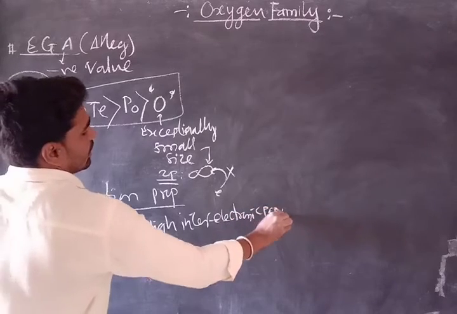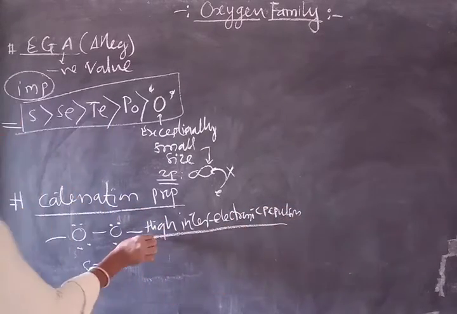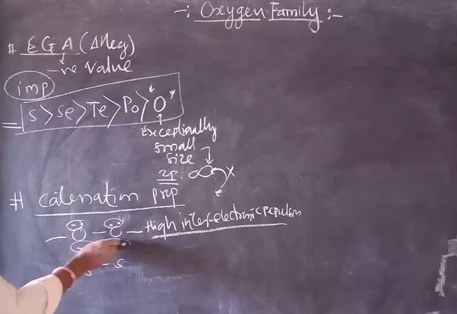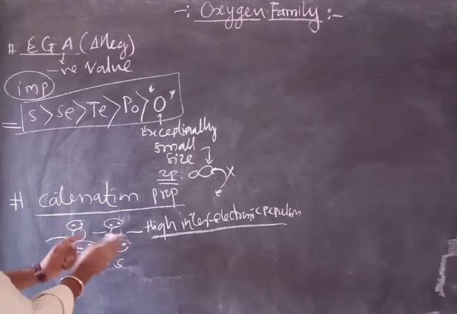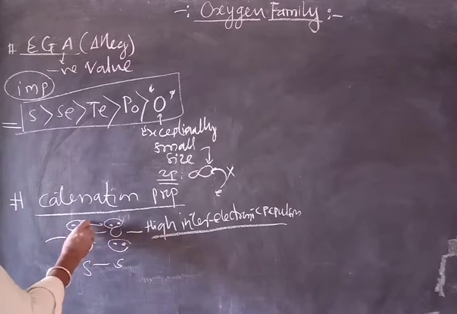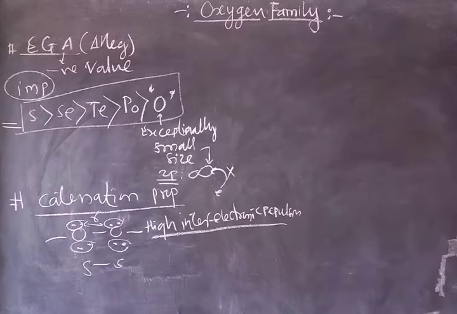repulsion. Because of their small size, these electron pairs are very close to each other. That's why they repel one another, and so the bond will easily break, so it does not have a good tendency to form a long chain.